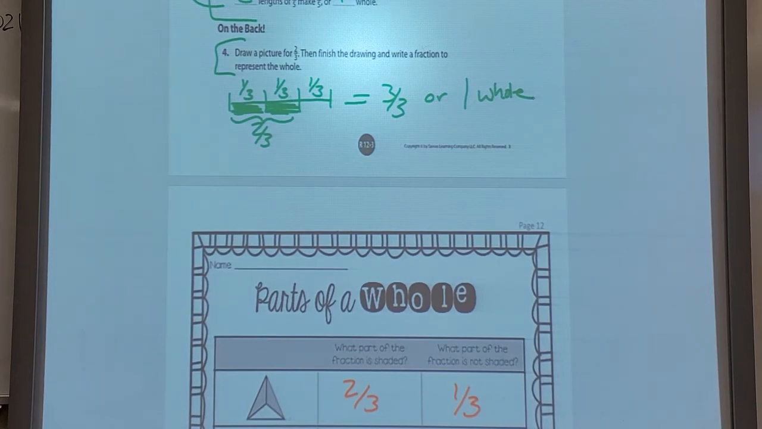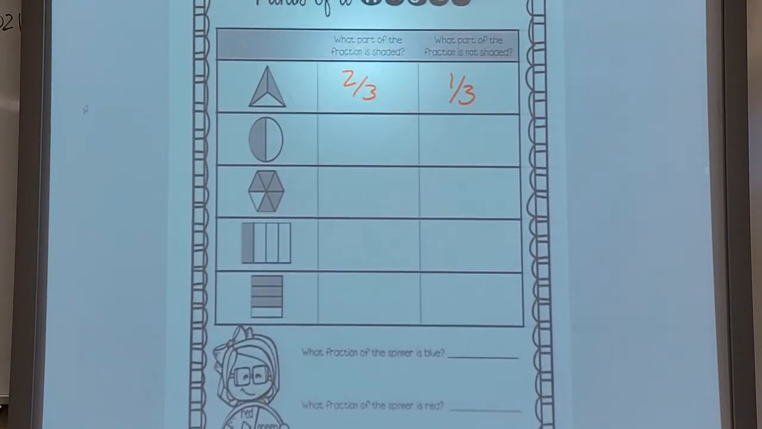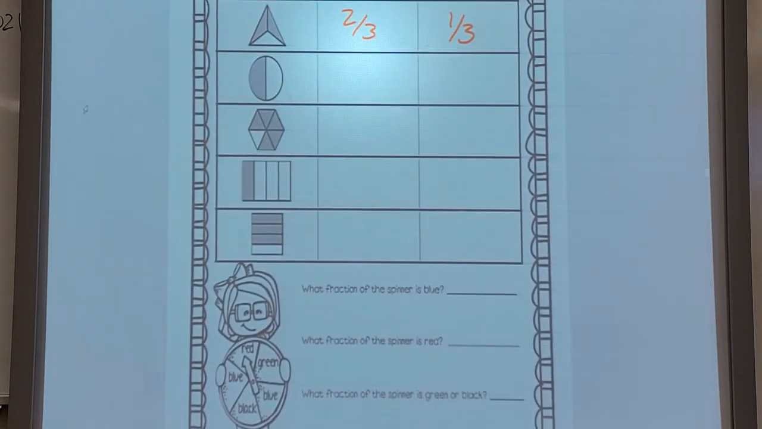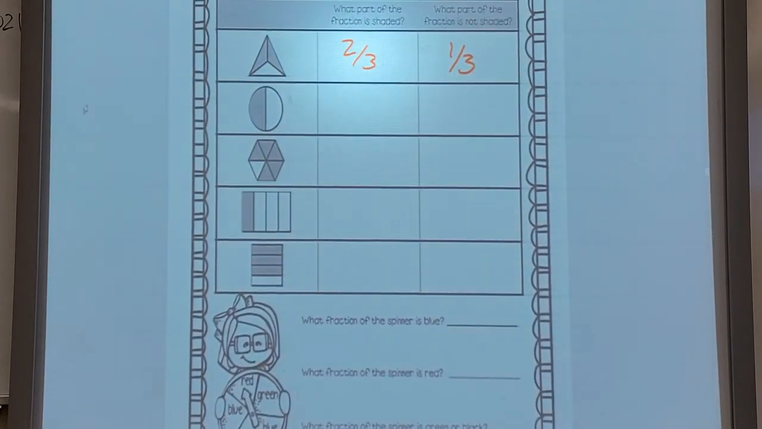It is 1/3, 1/3, 1/3, which equals 1 whole. 3/3, 1 whole. Exactly. Good. Okay, let's move on to that next one, parts of a whole. I think you guys understood this one a little more, and maybe we need a little more practice with this kind of thing. What part of the fraction is shaded? What part of the fraction is not shaded?